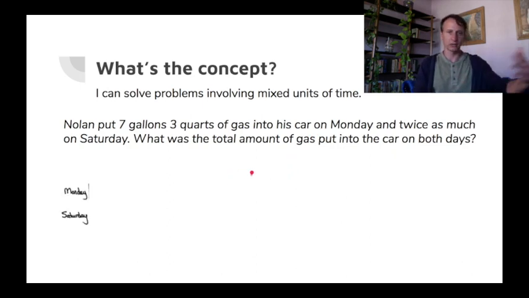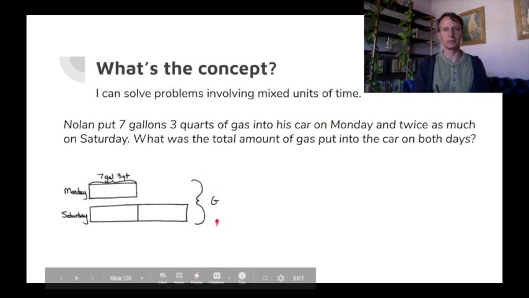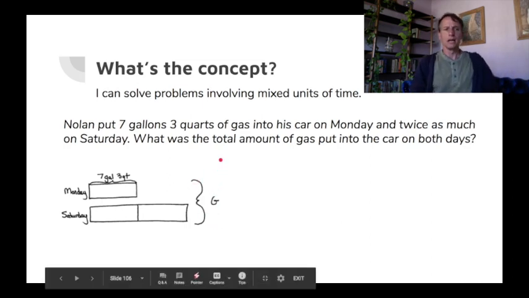Monday we're given straight out, 7 gallons, 3 quarts. Saturday is double that. And so we could do like a times 3 here. You see we have 3 of these blocks, 3 equal blocks here. All right, and the bracket, of course, saying total amount of gas for the 2 days.